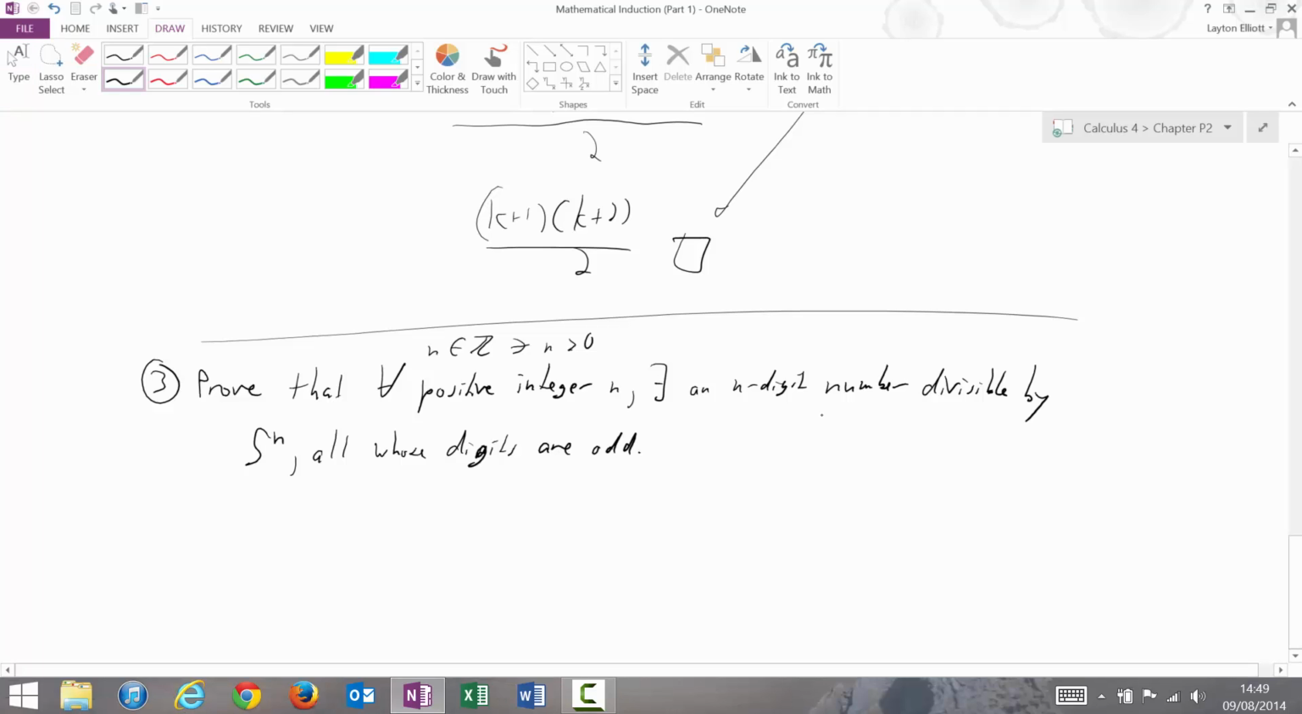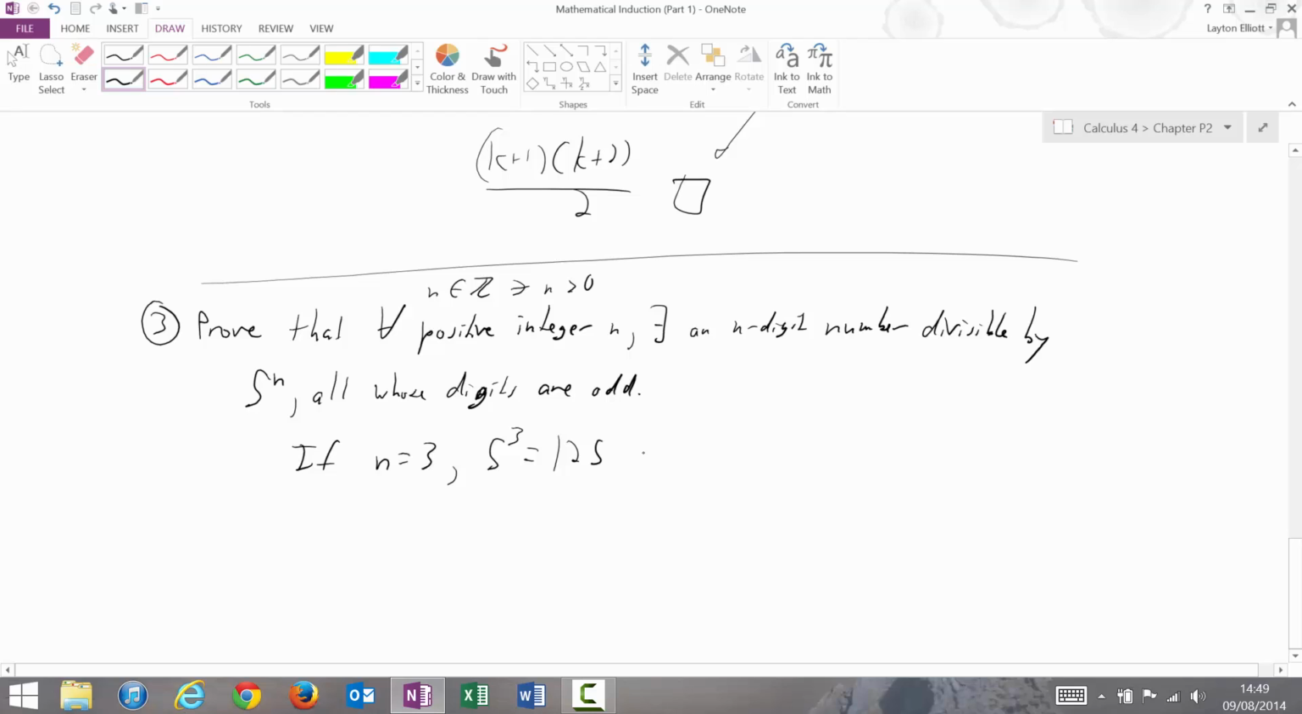So when you're trying to figure out what this is saying, it's helpful to start with a base case. If n equals 3, for instance, then 5 to the n is 5 to the third, or 125, and there should be a 3-digit number divisible by 5 to the third, all whose digits are odd. Well, 125 is not all odd digits, and if I multiply it by 2, I get 250. That doesn't work. But if I multiply it by 3, 125 times 3 is 375, and that works.